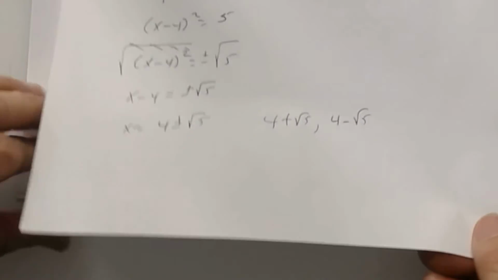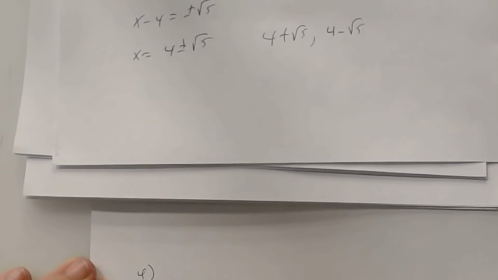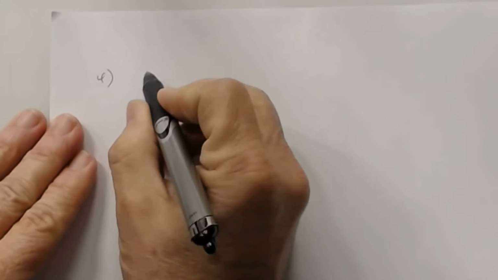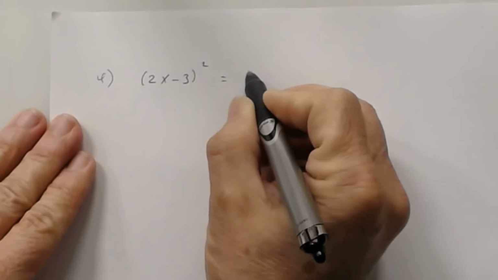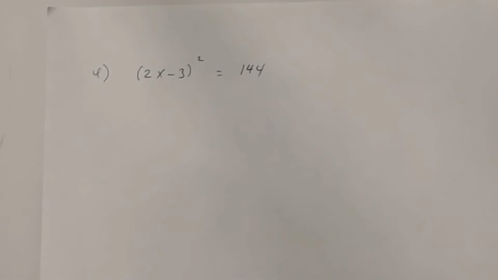Suppose, I'm going to do one more with this. All right, this is number 4. Suppose you had, let's say, (2x minus 3) squared equals 144. All right, so just curious as to how you would write your final answer, comparing that with the previous one.